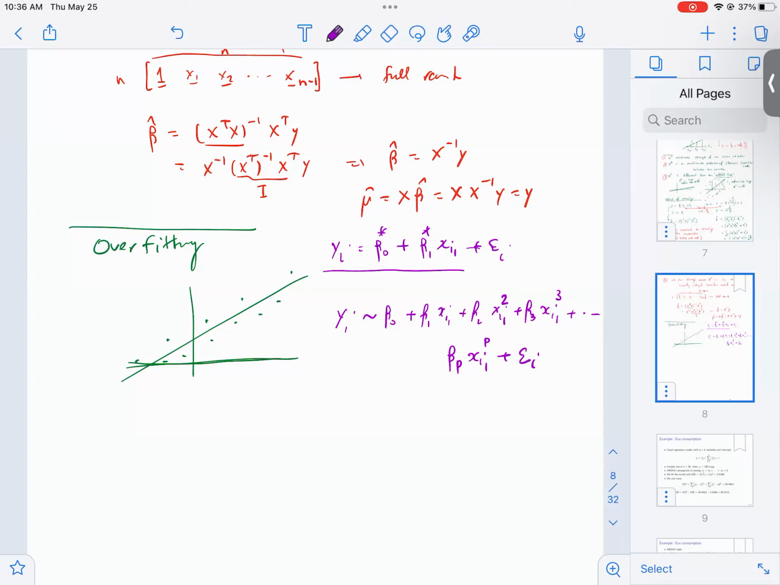So what happens if I fit something like that? Let's say p is equal to n minus 1 and everything works out. I end up perfectly fitting. So I'm going to pass a polynomial through this, and it would look like this. This is called interpolation. So when you fit through everything, all the data points are going to be on this.